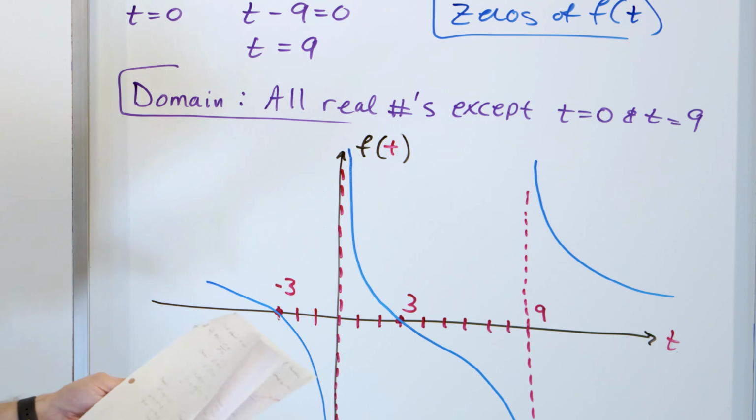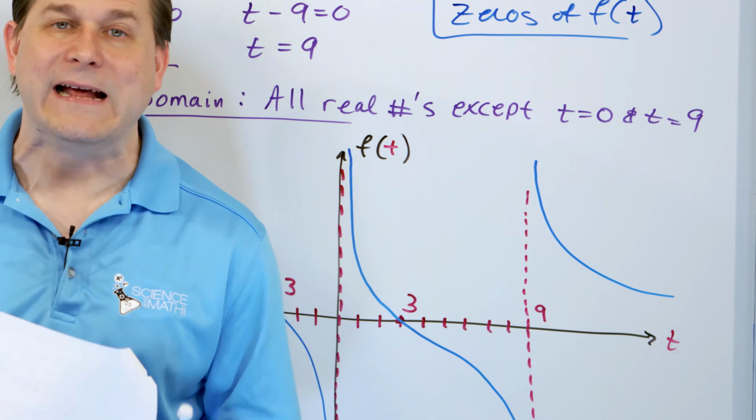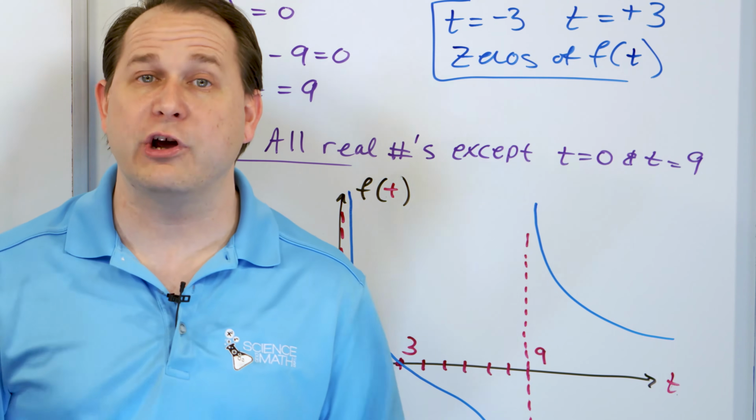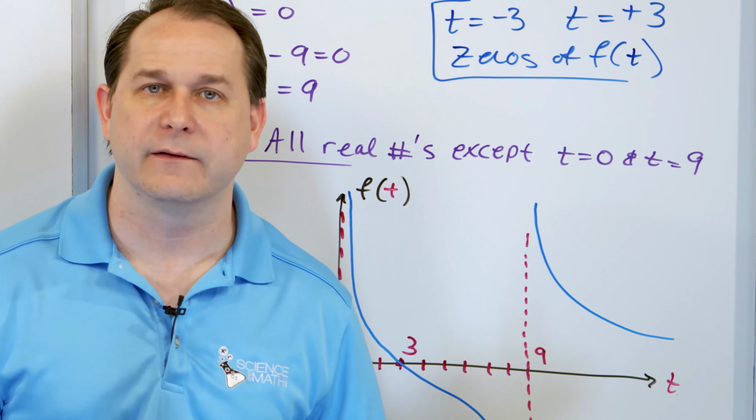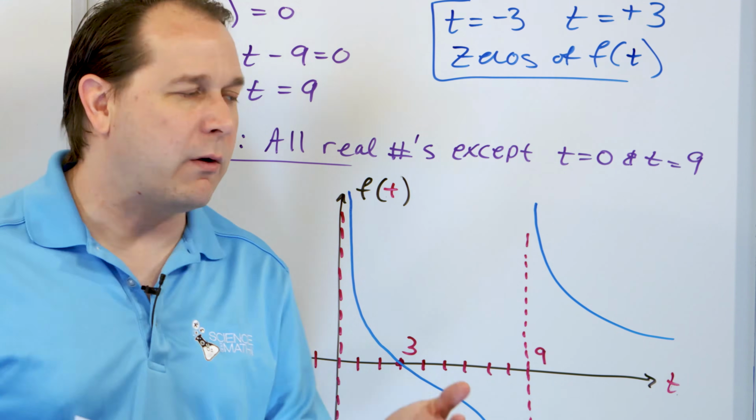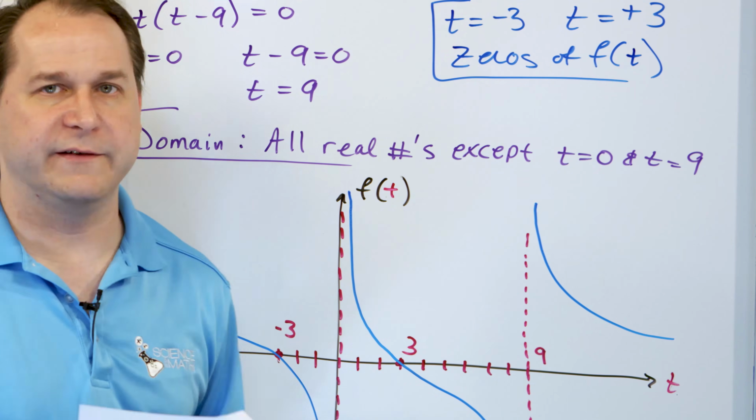The point of this function is not to get bogged down in graphs, but I did want to sketch a couple of graphs just to show you what a domain of a function looks like, what a vertical asymptote looks like, and what a zero of the function looks like. Zero is where it crosses and so on.